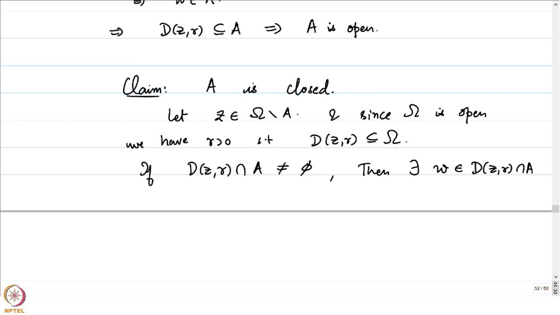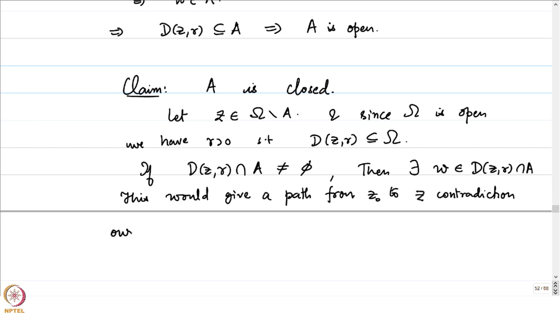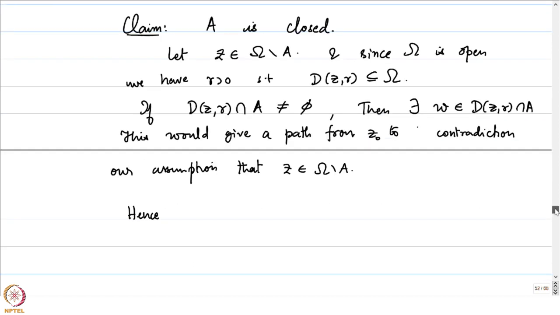And by a very similar argument as above, we will be able to get hold of a path from z0 to z through w, and that would give a contradiction to our assumption that z is not in A. This would give a path, just fill in the details, we have already done that, from z0 to z, contradicting our assumption that z is in omega minus A. So the assumption has to be wrong.